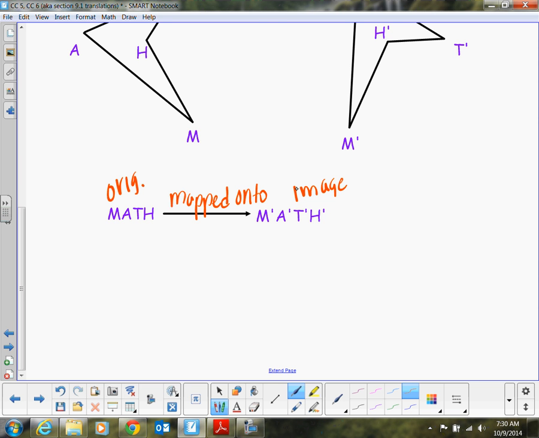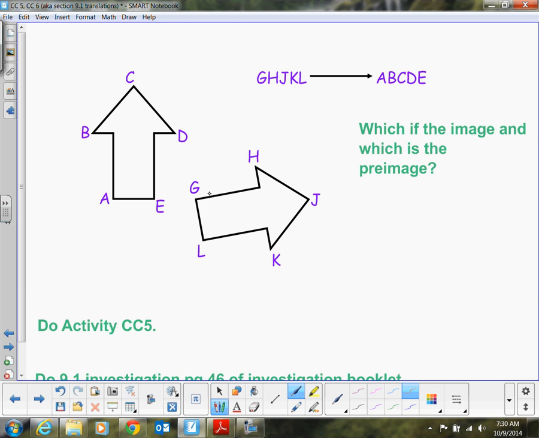You're a lot smaller, right. That is a transformation. Is that an isometry? No. We'll talk about those last. Okay. So now, which is the image and which is the pre-image?